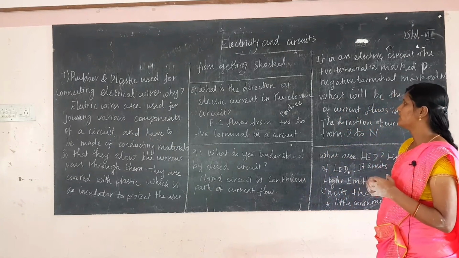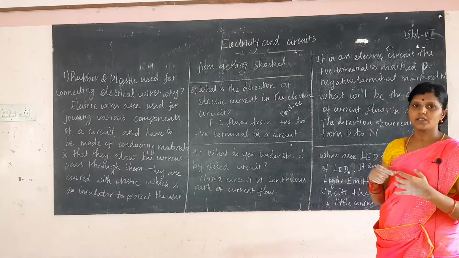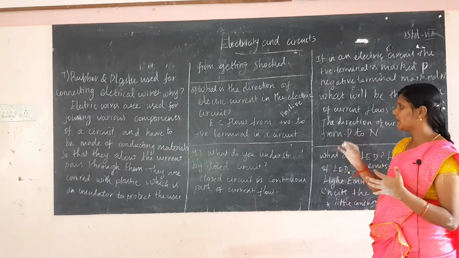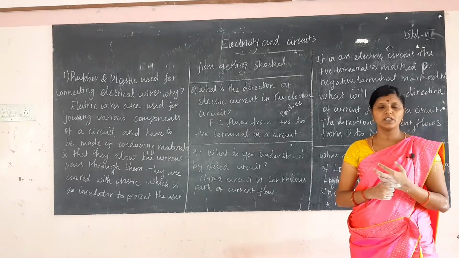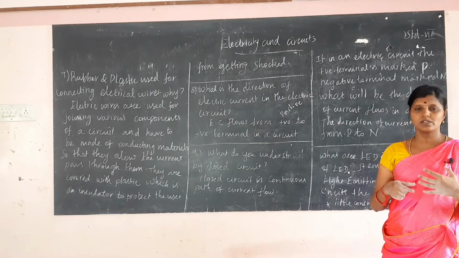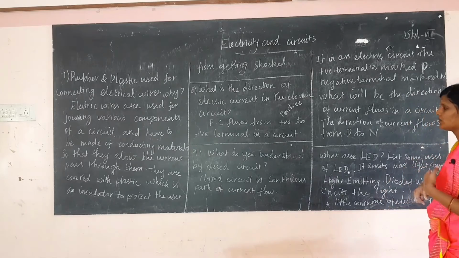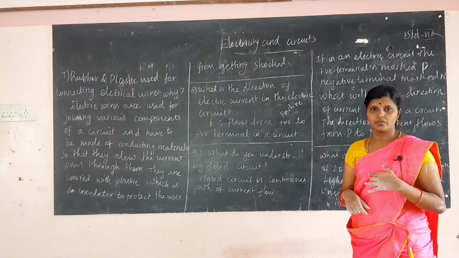What is the direction of electric current in the electric circuit? The electric current flows from positive to negative terminal. The direction is always positive to negative terminal. What do you understand by closed circuit? Closed circuit is a continuous path of the current flow, which allows the current to flow through it.